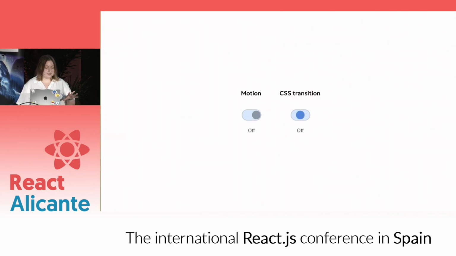To really see the advantage of Motion, look at the comparison of the CSS transition and Motion here. When I'm quickly clicking on the toggle, you can see how Motion one interrupts gently and then settles into the new position, where the CSS animation is not interruptible.